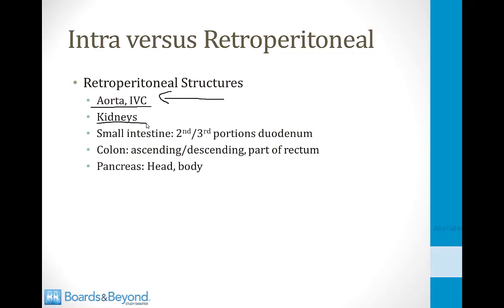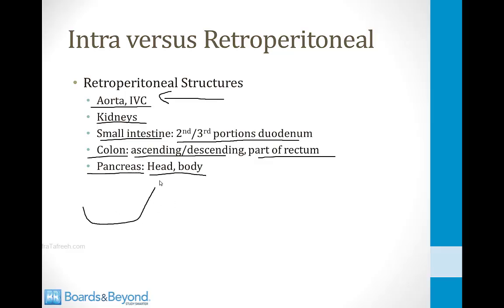The kidneys are retroperitoneal organs, and so are the portions of the small intestine, colon, and pancreas that I did not mention on the last slide. In the small intestine, the distal 2/3 of the duodenum are retroperitoneal. In the colon, the ascending and descending colon are retroperitoneal, and so is a portion of the rectum, like I said before. And then finally, in the pancreas, the head and the body are retroperitoneal.